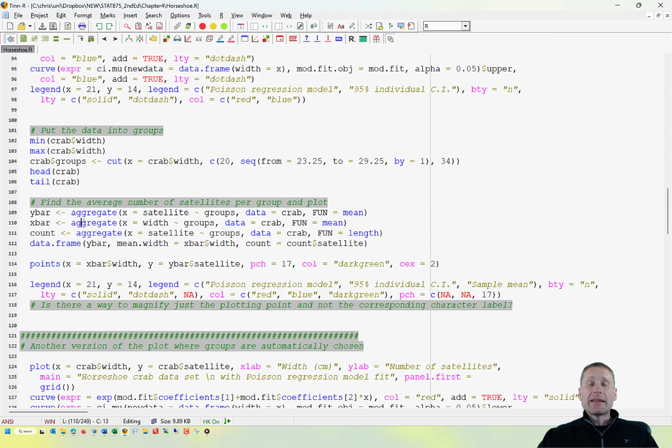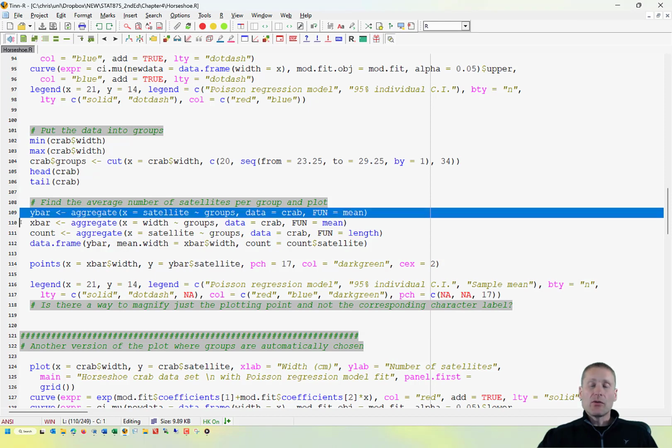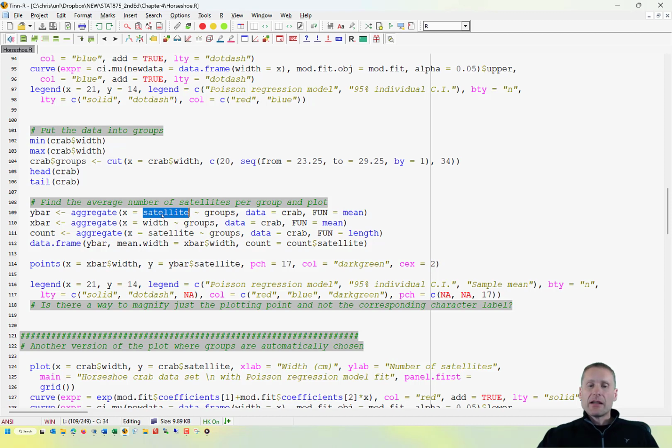Okay, here you can see the last few observations, and overall you see that everything has been put into a group. Now, using these groups, what I want to do is use the aggregate function to find the mean y value and the mean x value. So I use aggregate with x equals satellites. I want to find the mean number of satellites by the grouping. Data is in crab. Again, I want to do this for the mean. I'm going to put that in an object called y bar. I'm going to do a similar thing for x bar, but now I'm going to have width instead. And then also I want to count the number of observations that fall into each group. So my fun is equal to length.